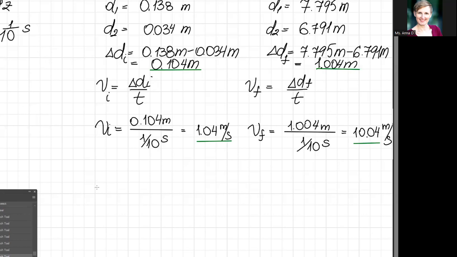Using the formula for acceleration, final velocity minus initial velocity over the time interval, I will be able to calculate the value for acceleration, but my time interval is no longer 1/10 of a second. I need to count how many 1/10 of a second fits between. So I'll put this letter N here, and then we will count manually how many spaces are between the dots.